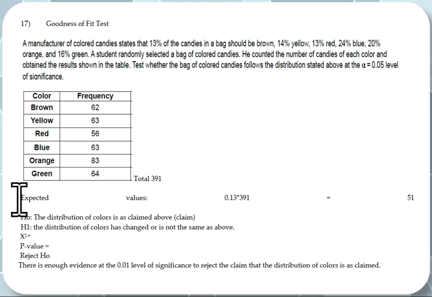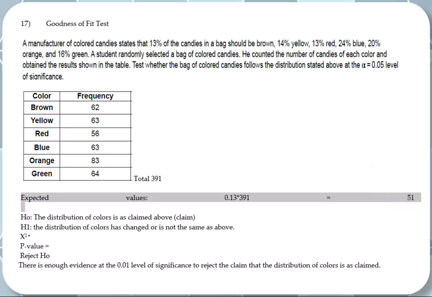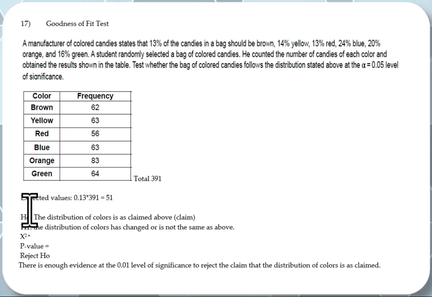Let's go now to yellow. For yellow, it would be what? 14%. What is 14% of 391? If you multiply 0.14 times 391, you get 55. And so on and so forth. For red, it will be what, guys? Red should be 13%, which is the same as above. We did it, should be about 51.